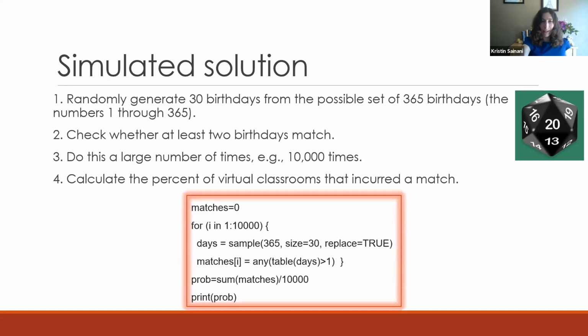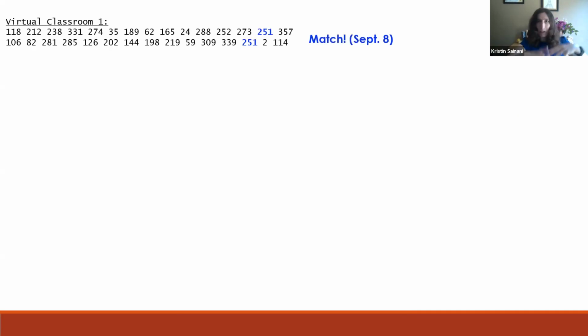Not to scare you with code here, but the amount of code involved is actually really small. It's just one little loop, and you're doing some sampling, and then you're checking to see if there's a match. Most of my intro stats students have no programming experience coming in. They can write a little simulation like this a few weeks into the course. So I know it looks intimidating, but it's really not bad. And I just want to unpack this a little bit more.